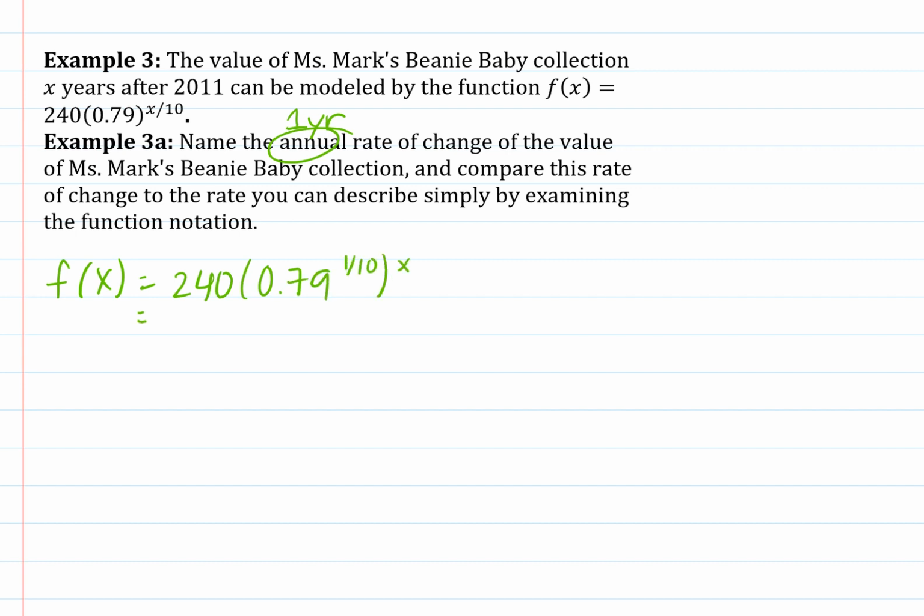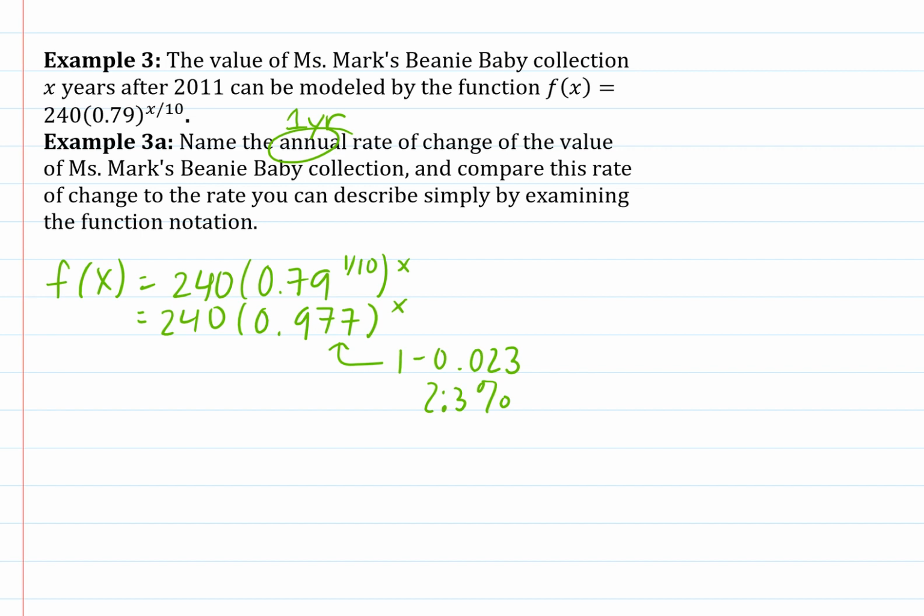And so in your calculators, type in 0.79 to the 1/10, and you should get 0.977 to the x. And if you subtract that from 1, you'll find that 0.977 is equal to 1 minus 0.023. So this would be about a 2.3% decrease in the value of her collection each year.